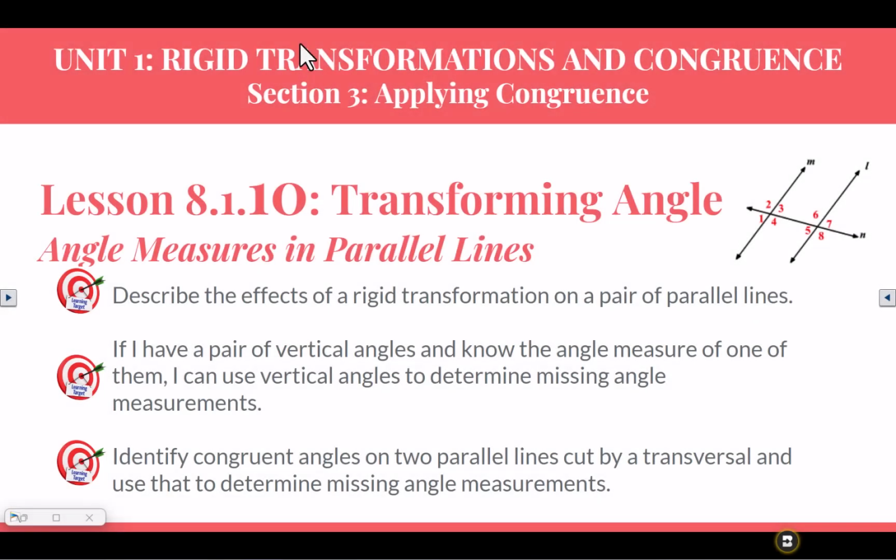Lesson 8.1.10, Transforming Angles, Angle Measures in Parallel Lines. In this lesson, we'll do a lot of things. Describe the effects of a rigid transformation on a pair of parallel lines. And if I have a pair of vertical angles and know the angle measure of one of them, I can use vertical angles to determine missing angle measurements. And finally, identify congruent angles on two parallel lines cut by a transversal, and use that to determine missing angle measurements.